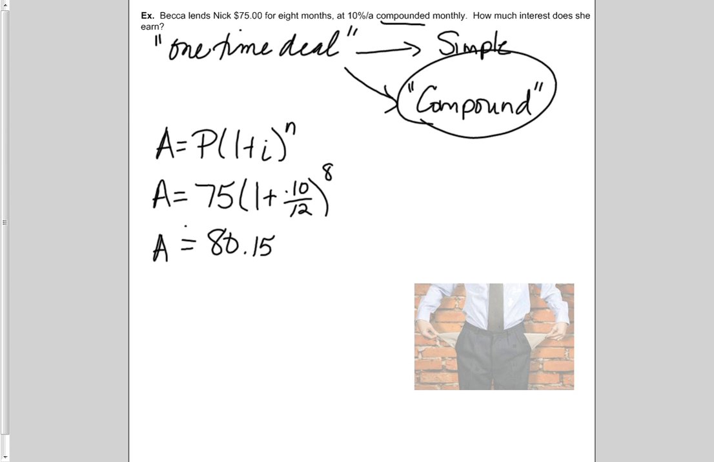The interest that Becca will earn is $80.15, subtract the $75, which is $5.15.